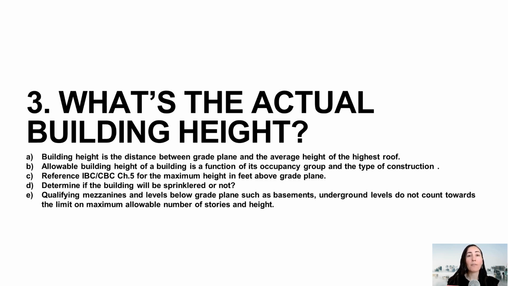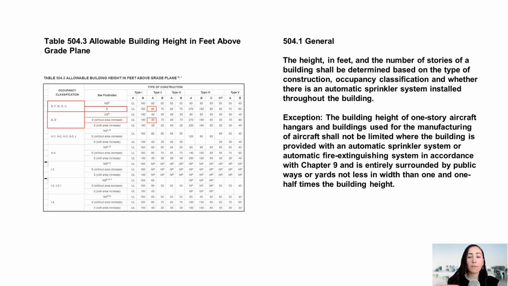The allowable height of a building is a function of its occupancy group and the type of construction. Table 504.3 in the IBC or CBC provides the maximum height in feet above grade plane. Qualifying mezzanines and levels below grade plane, such as basements and underground levels, do not count towards the limitation on the maximum allowable number of stories.